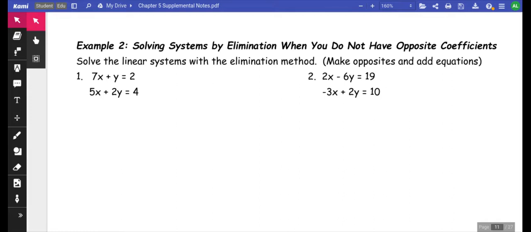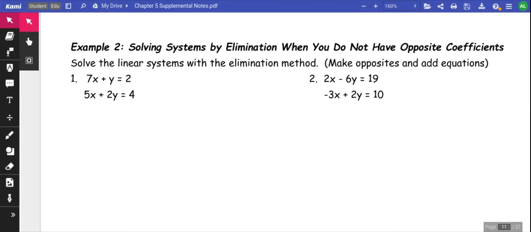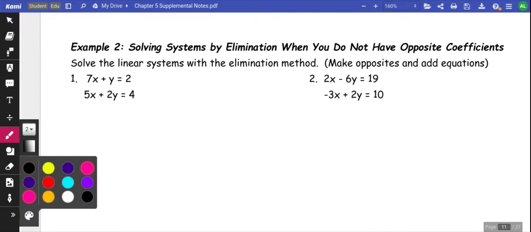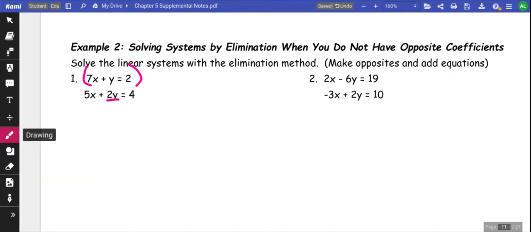So what I'm going to do here is look and see what the easiest one is. I can't really multiply 7 by anything that is going to make it easy to cancel out with 5. So instead I'm going to notice this 2y over here. I can multiply this equation by a number where I can eliminate my y variable. What does that mean? I'm going to multiply this whole equation by negative 2. I'm going to write it out right here underneath.